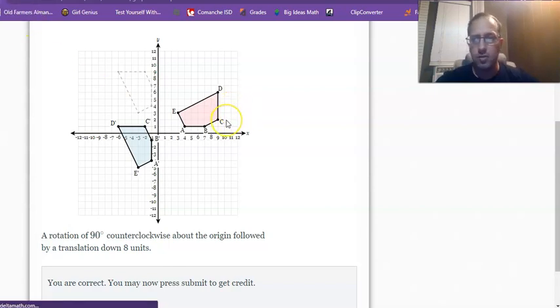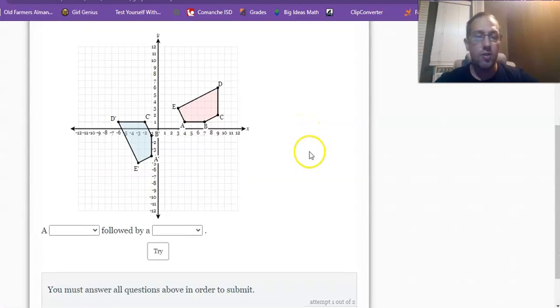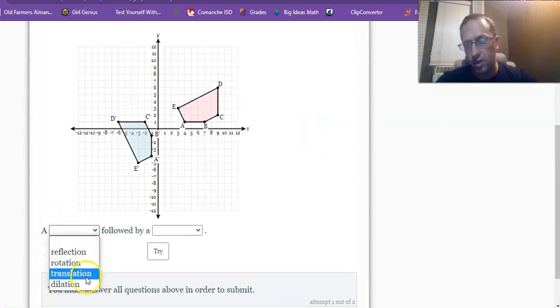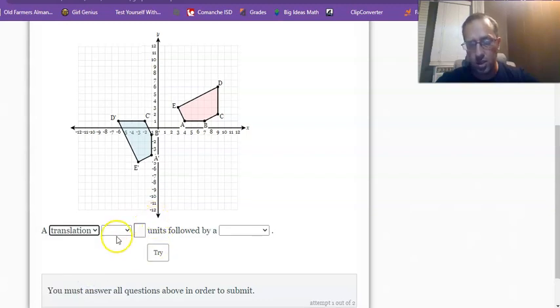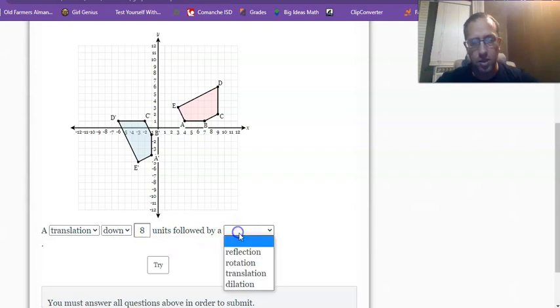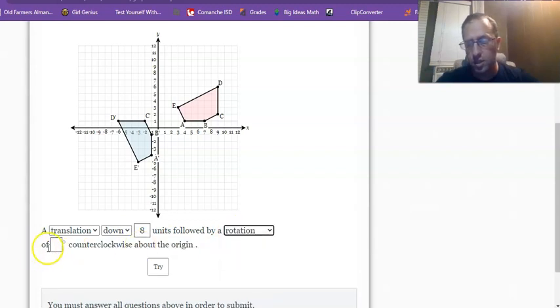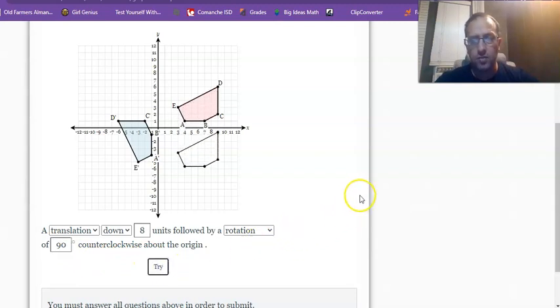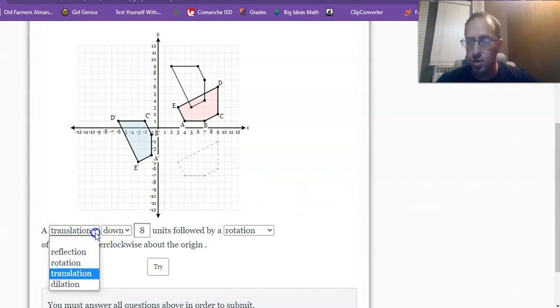I want to show you something else. Same question, but we're going to put that transformation in a different order. So what we're going to do here, instead, let's do the translation. And we said that was down 8 units, right? So down 8 units, followed by a rotation of 90 degrees counterclockwise. And if I do this, it does not put it in the same place, does it? So the order matters. All right?